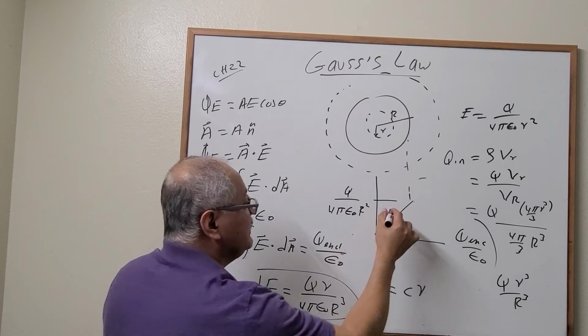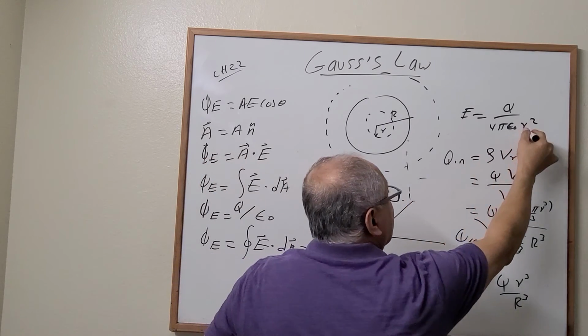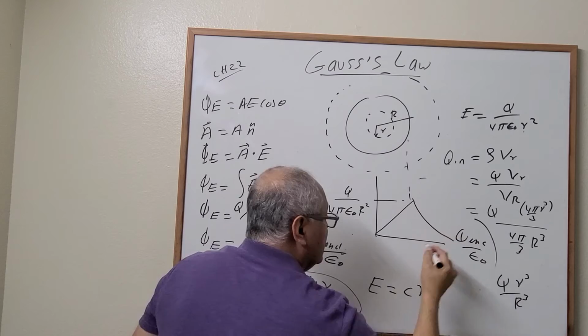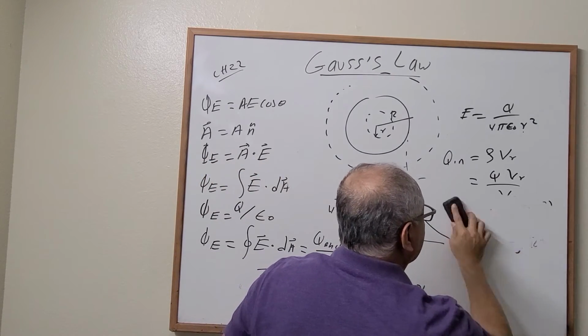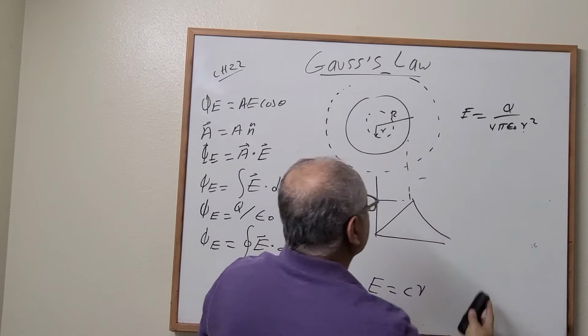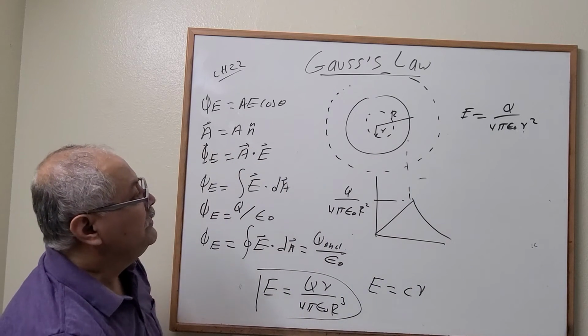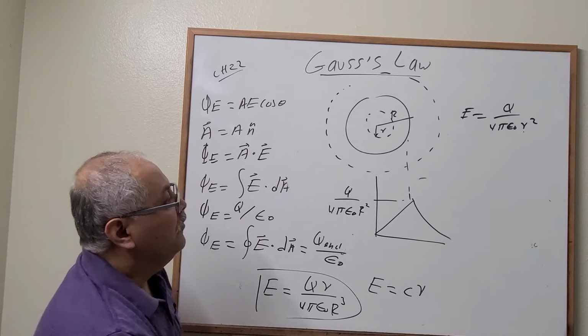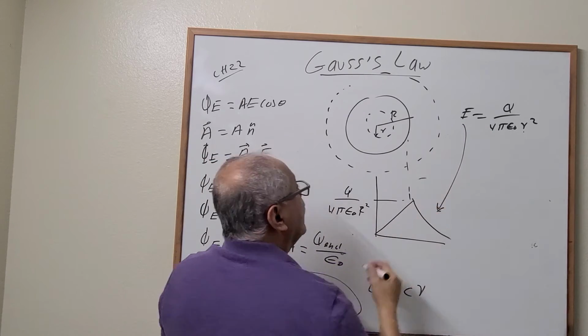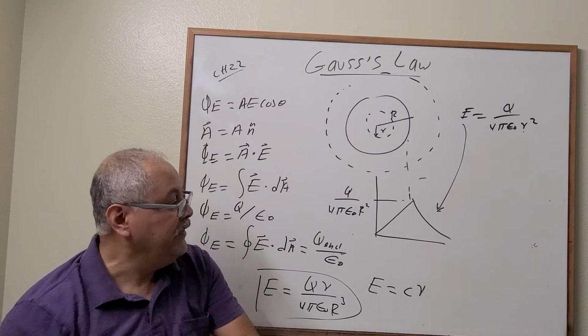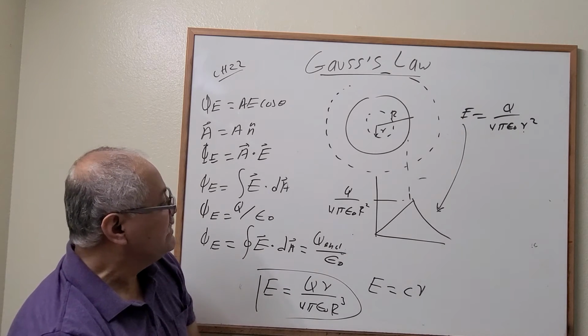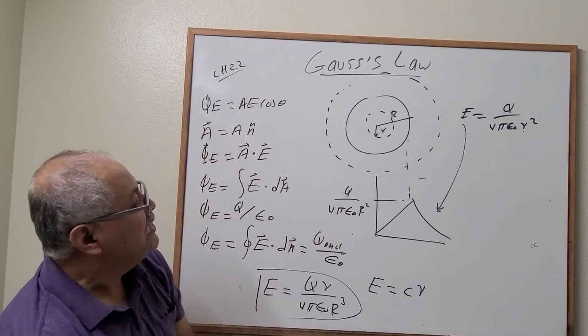Perfect. And what happens after that? Well, it behaves with this r and decays in that way, or decreases in that way. Correct? And it's going to be the graph for this solid sphere. Okay, perfect. Let's go for the last example using Gauss's law.